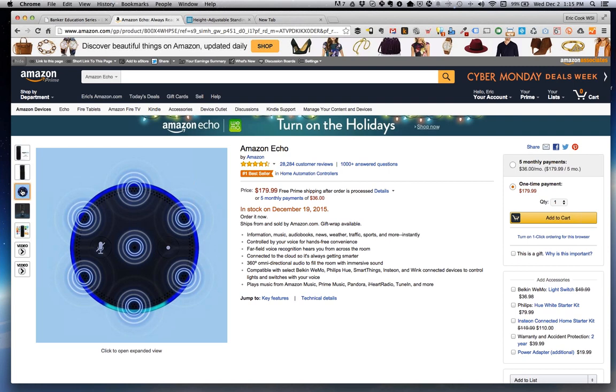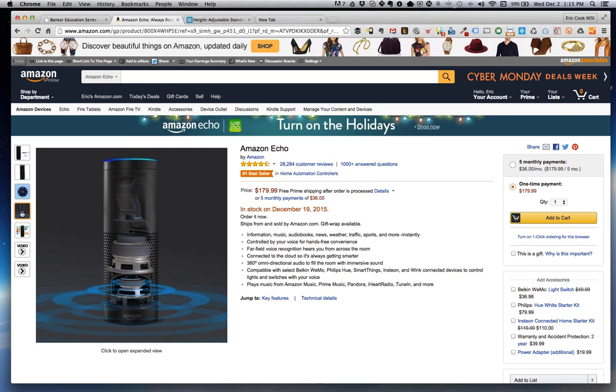So what I've seen in the demos that Alexa, or the Amazon Echo, can do for you is it can do your Amazon Prime music library very easily, as well as some other music services. It allegedly has a very good speaker system built into it. It can play music for you because it's an Amazon product.